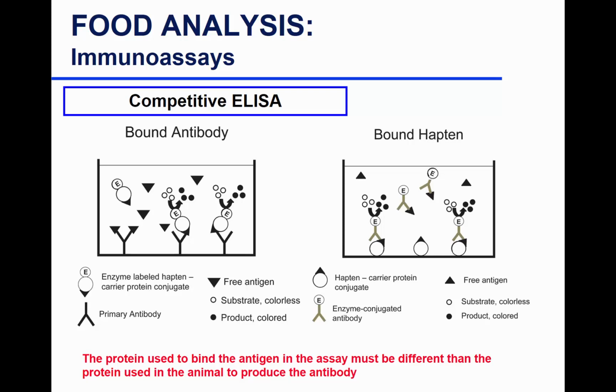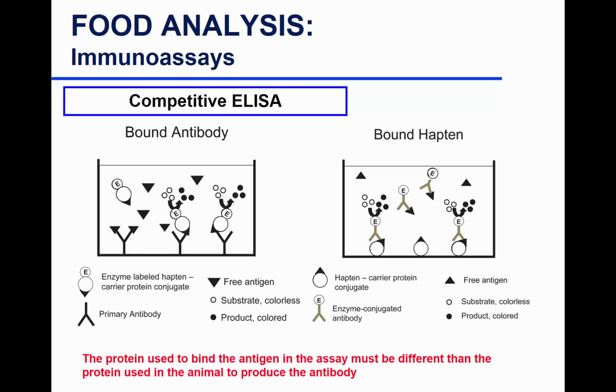One note here is very important. When you are using an assay, you want to make sure that your carrier protein is different than the carrier protein you've used to produce the antibodies in the host. Okay? Because if this is the same albumin, for example, the antibody will bind to it instead of binding to the antigen. Okay, there will be non-specific binding. So the antibody will have more locations to bind on the carrier protein.